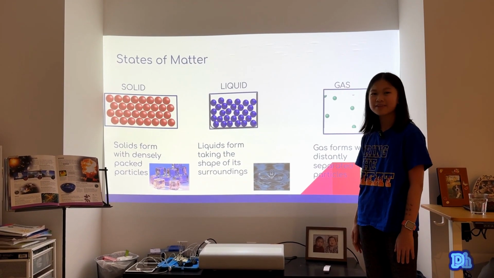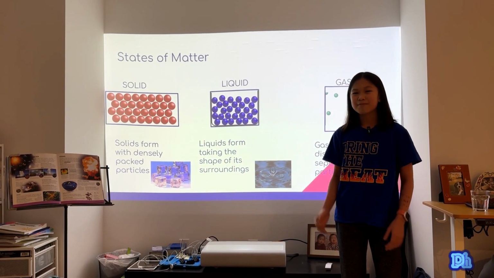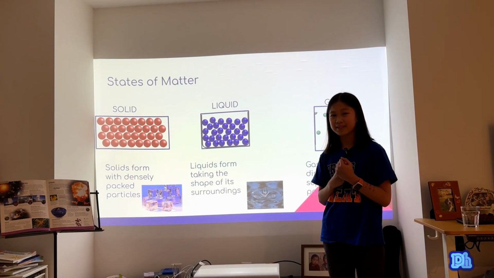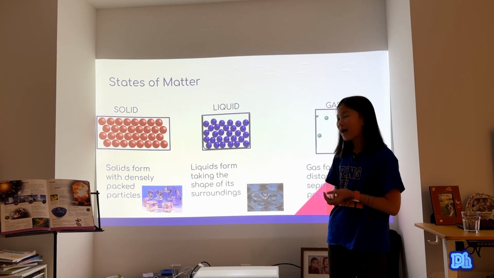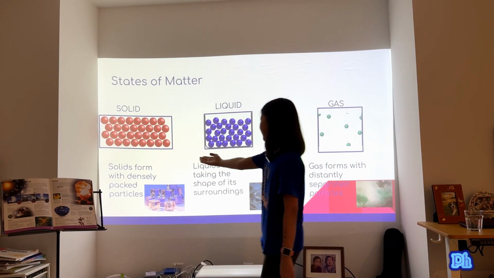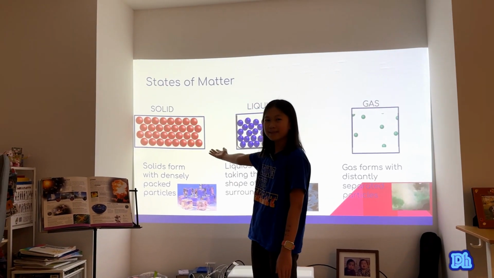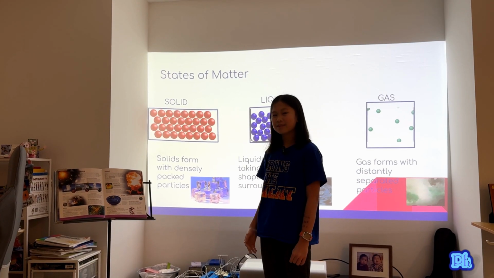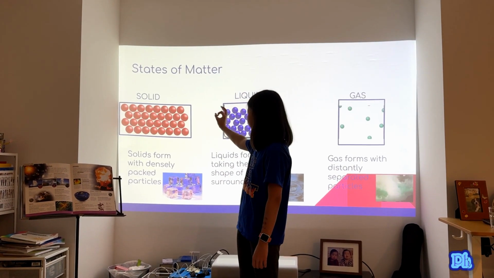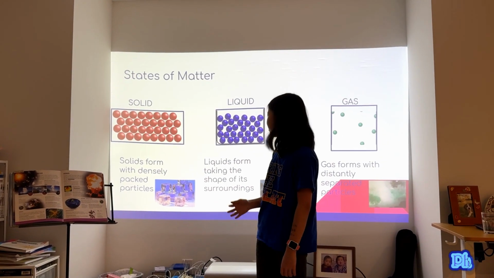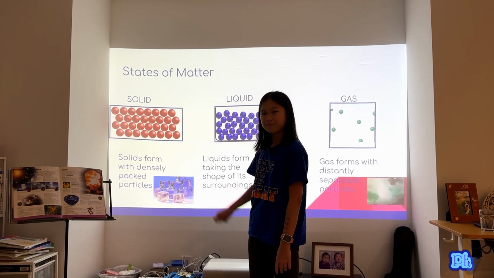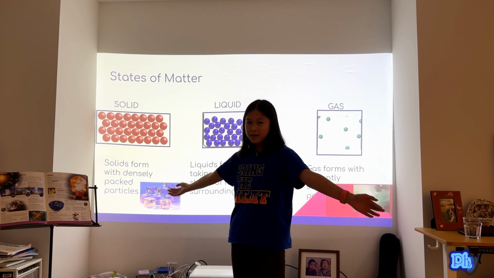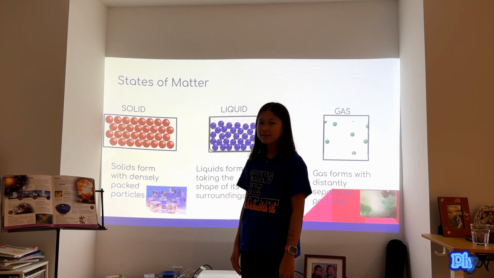Also, there are different states of matter. Scientists have put matter into three main categories because they can define them easily. The first one is a solid. If you notice in the picture, all the particles are densely packed together. If each red dot was a water molecule, this would make an ice cube or a glacier, because all the particles are densely packed together.